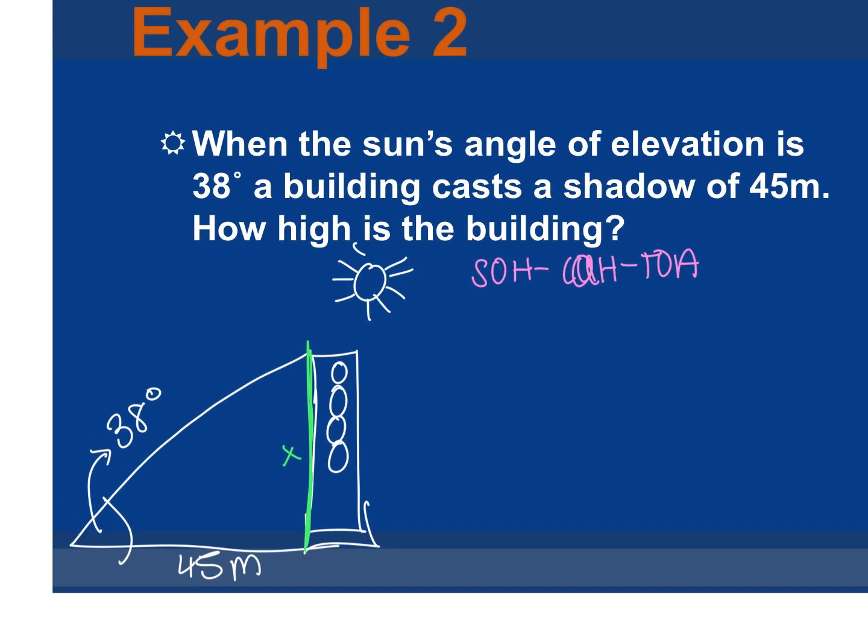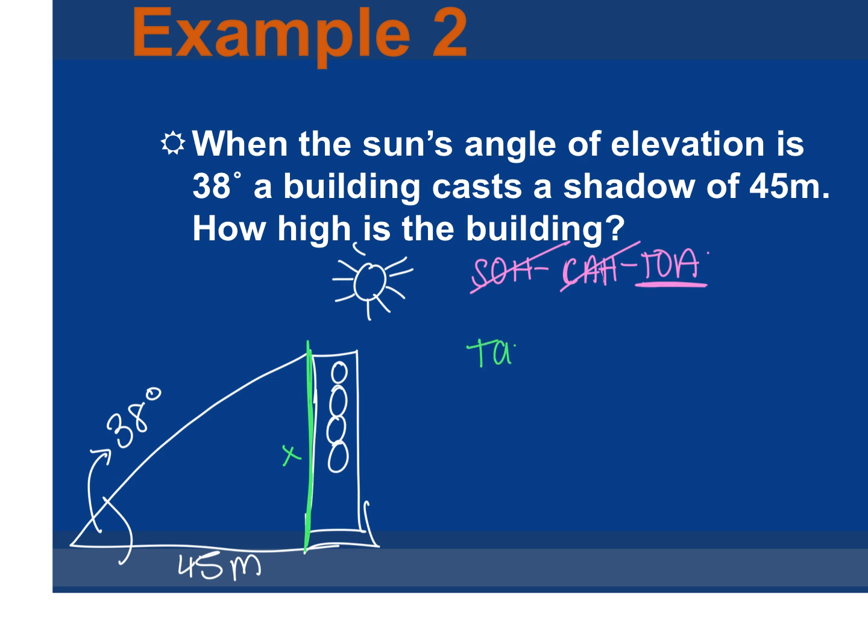Looking at it, what am I using? Do I have my hypotenuse? Am I solving for my hypotenuse? Yes or no? No, I'm not. So I don't need anything that has hypotenuse in it. So no sine, no cosine. I'm going to go ahead and use tangent.